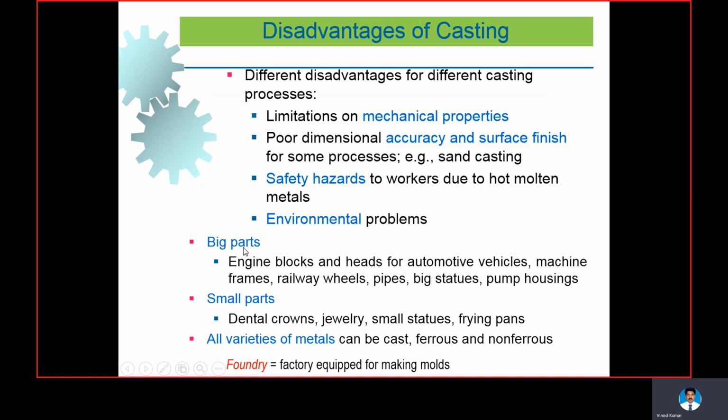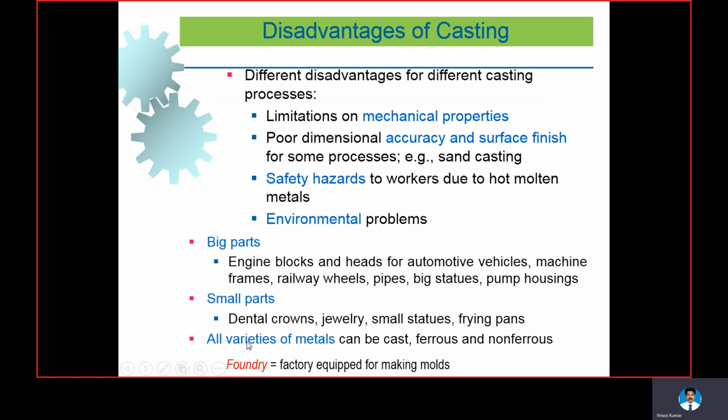So which parts can be produced using casting? Big parts like engine blocks, engine cylinders, heads for automobile vehicles, machine frames, railway wheels, pipes, big statues, and pump housings can be produced by casting. Then small parts, like dental crowns, jewelry, small statues, and frying pans, are also made by casting.